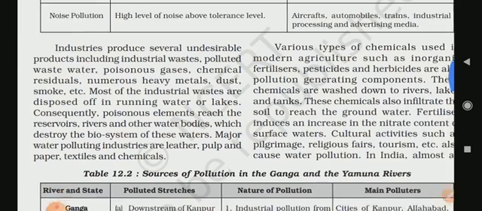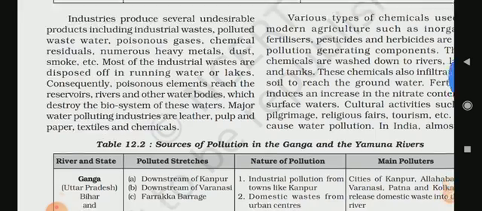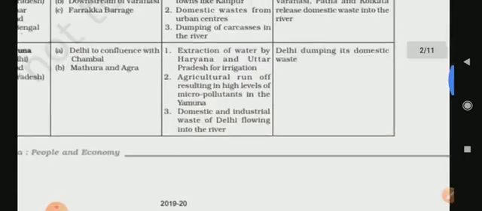And then we can say most of the industrial waste can be disposed of in running water or lakes. Consequently, poisonous elements, right? Hot water and chemical-mixed water are released into the river through the drainage, which destroys the biosystem of these waters. So major water-polluting industries are leather, pulp and paper, textile and chemicals, which are very dangerous for human beings, even for animals, right?